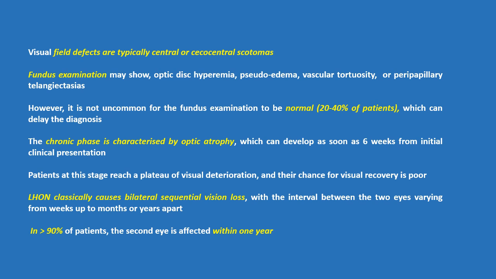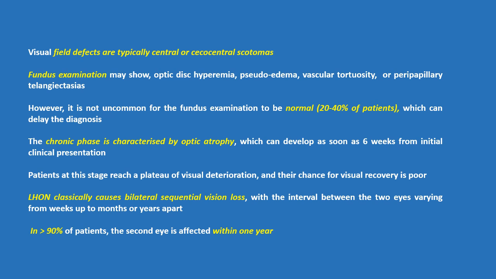Fundus examination may show optic disc hyperemia, pseudoedema, vascular tortuosity, or peripapillary telangiectasias. However, it is not uncommon for fundus examination to be normal in 20 to 40% of patients, which can delay the diagnosis. The chronic phase is characterized by optic atrophy, which can develop as soon as 6 weeks from the initial presentation. Patients at this stage reach a plateau of visual deterioration, and their chance for visual recovery is poor.